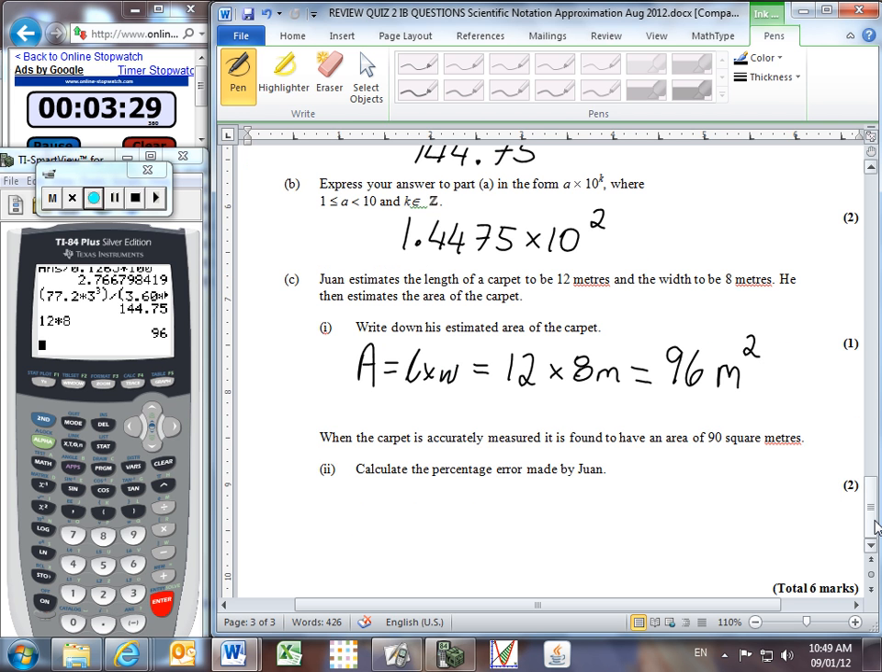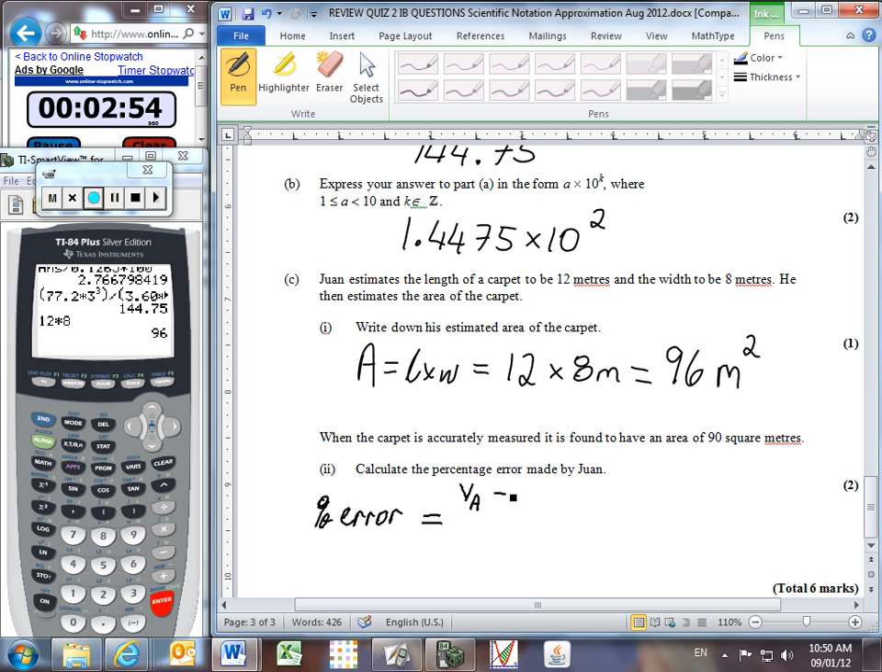And the last question is part D. When the carpet is accurately measured, it is found to have an area of only 90 square meters. Calculate the percentage error. So again, it didn't ask for the absolute percentage error, which is what you're given in the formula package. I don't think you would have marks deducted if you used the formula package, but because it doesn't mention it explicitly here, we won't bother with the absolute value.